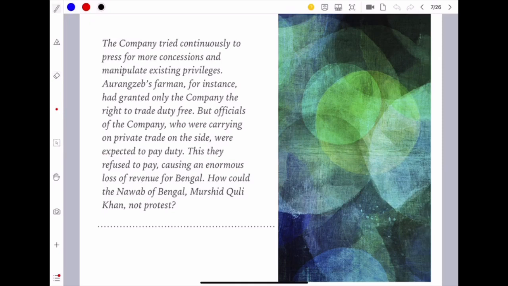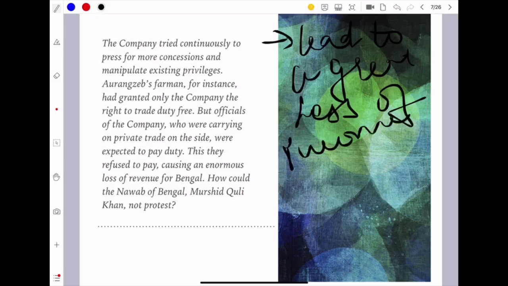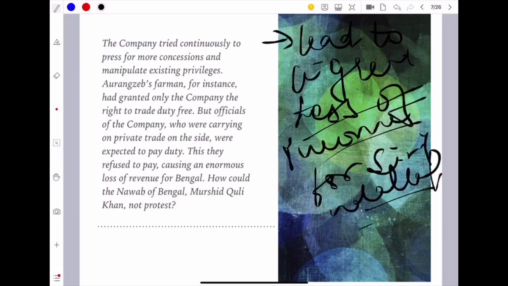I'll write some points over here. This led to a great loss of income, a source of income, for Sirajuddaulah. This caused a fire in him.